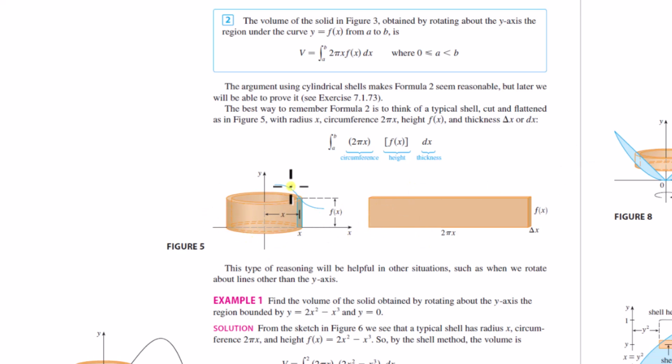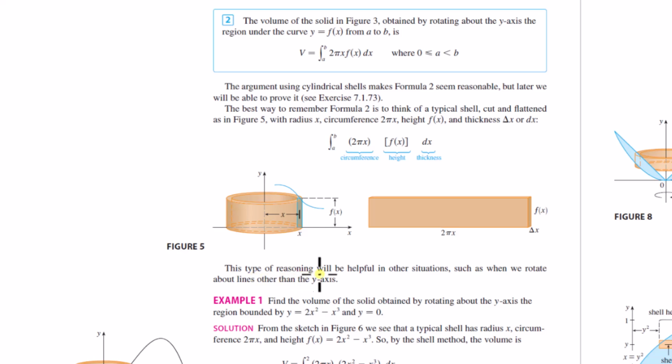You can cut this cylindrical shell and lay it out flat and get a rectangular bar here. And this 2 pi x is that average radius, that midpoint between the R1 and R2. So this is the circumference, 2 pi x, right? Times delta x times f of x. That's the cylindrical shell volume.